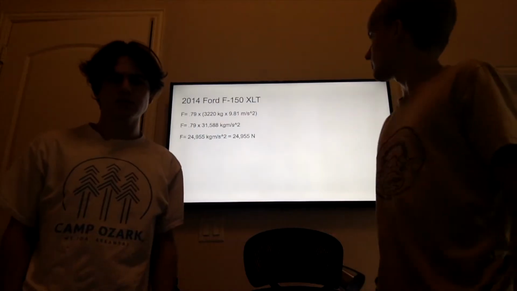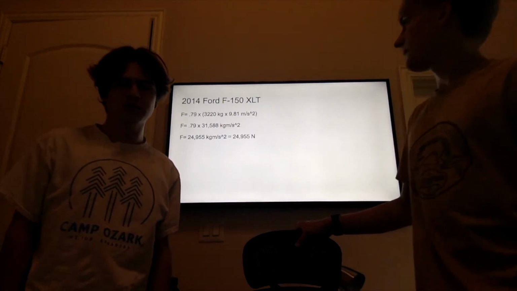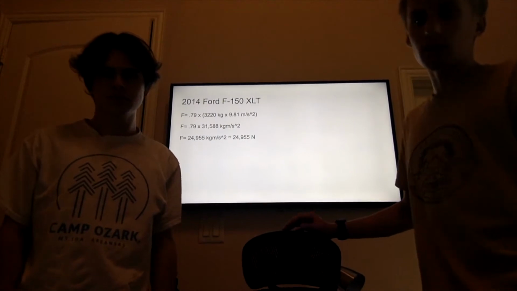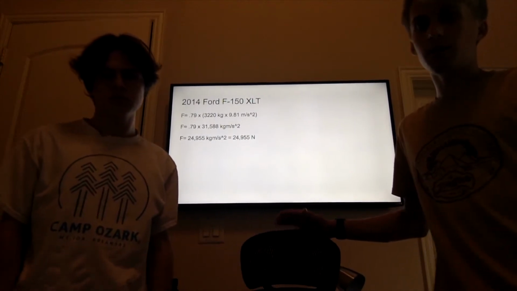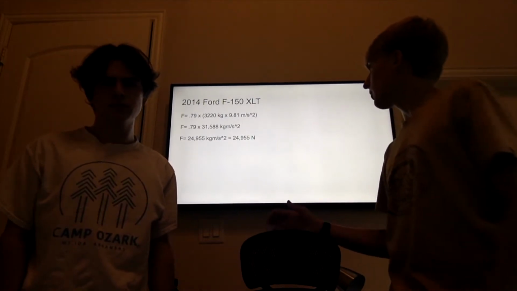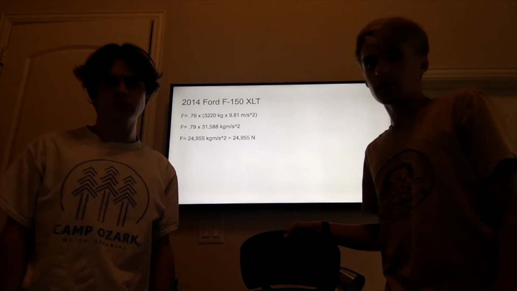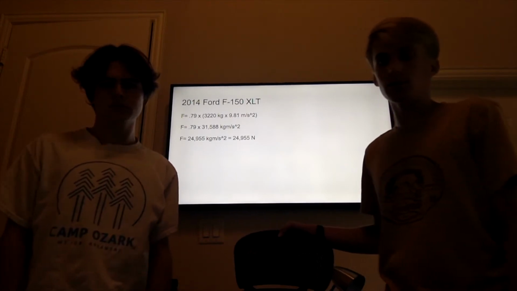For the first car, you're going to take the coefficient of rolling resistance, which is 0.79, and multiply it by the mass of the car in kilograms, which is 3,220, multiplied by the acceleration of gravity, which is 9.81 meters per second squared. So you multiply the mass times gravity, you get 31,588 kilograms meters per second squared, and multiply that by the coefficient of rolling resistance, you get 24,955 newtons.